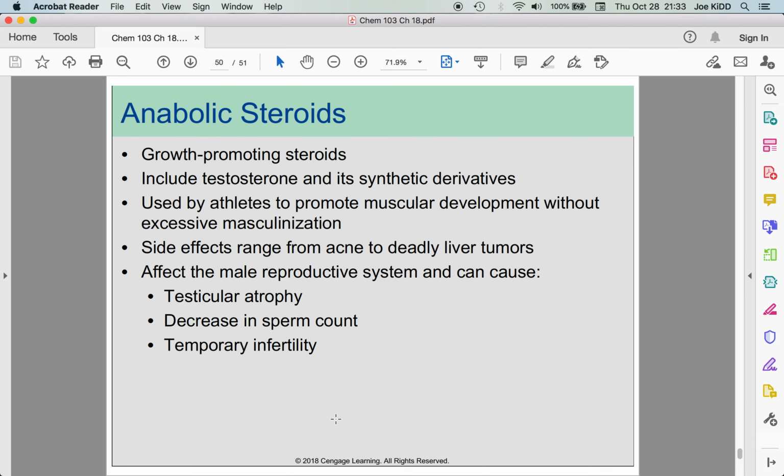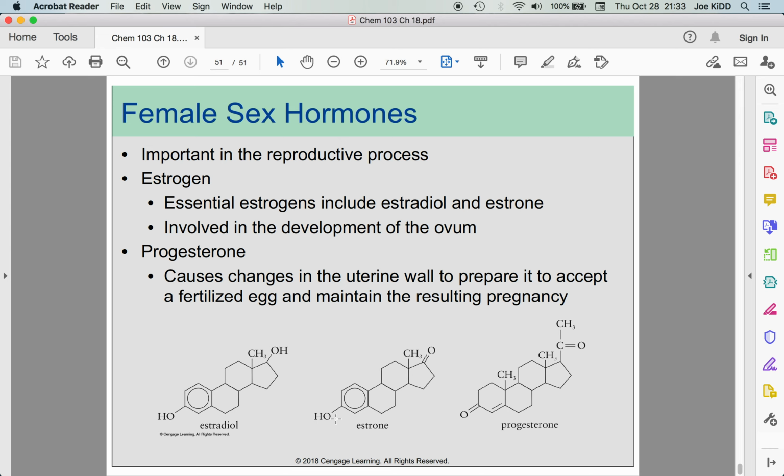Anabolic steroids are going to be things that are often misused or abused, and they can promote growth, obviously, which is what they're often used for, but the side effects can range from acne to testicular atrophy, lowered sperm count, temporary infertility, or permanent infertility, depending on how much usage there is. So these are often utilized as a way to kind of hack a body into growing more muscle.